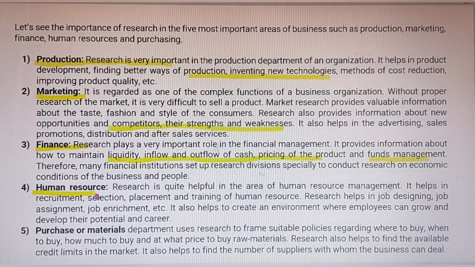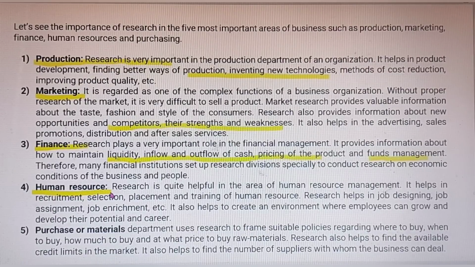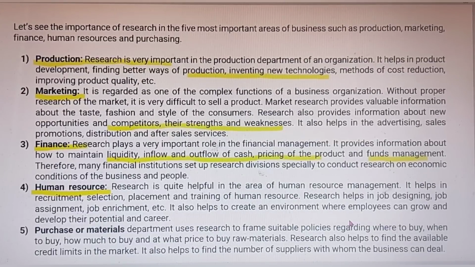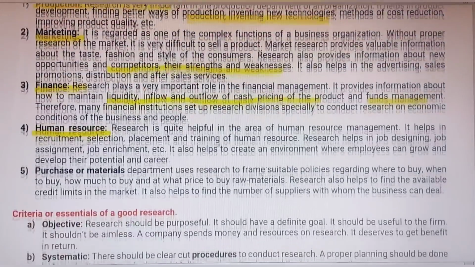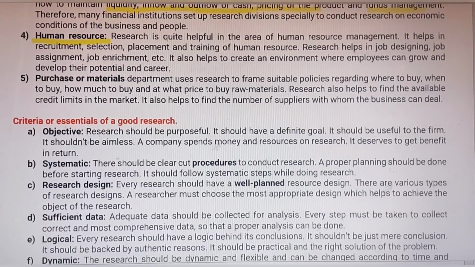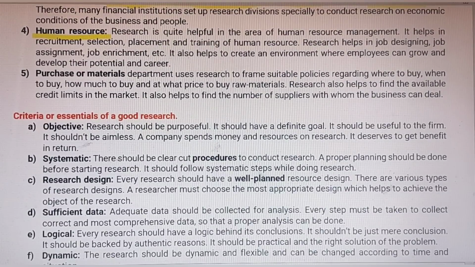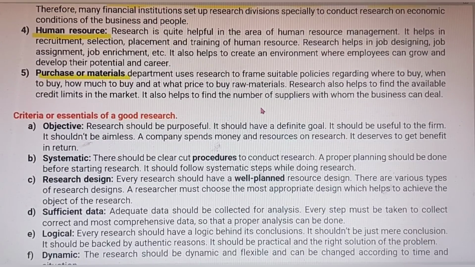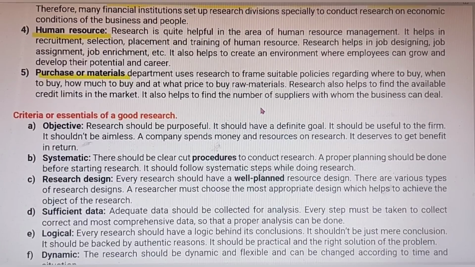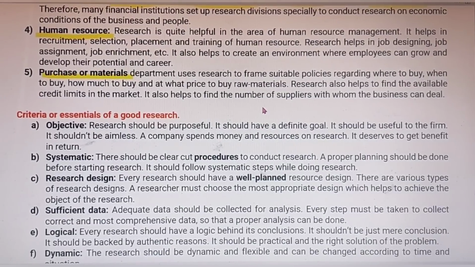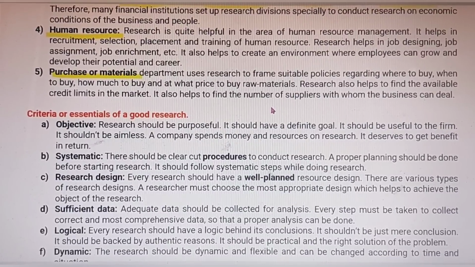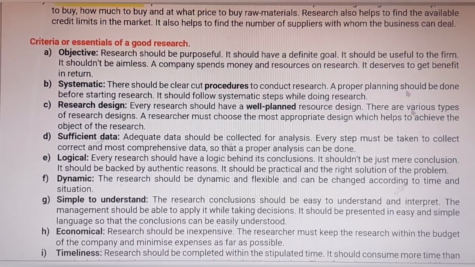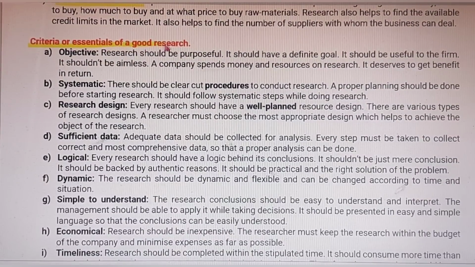And when we talk about the human resource department, where people are recruited, selected and trained, in this department also research should be done, so that we get a good team of employees who can work with full potential, and their productivity should be 100%. And in the case of the purchase or material department, the business needs to find out the different sources from where it can procure raw materials. So like that.